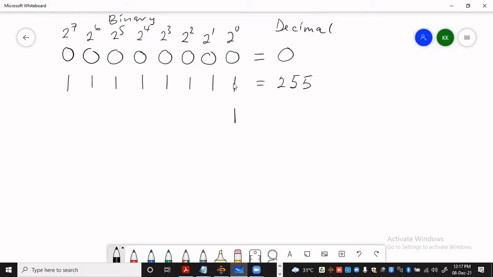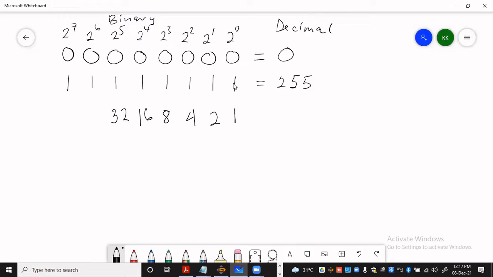If it goes to 2 raised to the power 1, it becomes 2 decimal. If it goes to 2 raised to the power 2, it has a decimal of 4. 2 raised to the power 3 is 8. 2 raised to the power 4 is 16. So if this bit is a 1, you have 16. 2 raised to the power 5, you have 32.